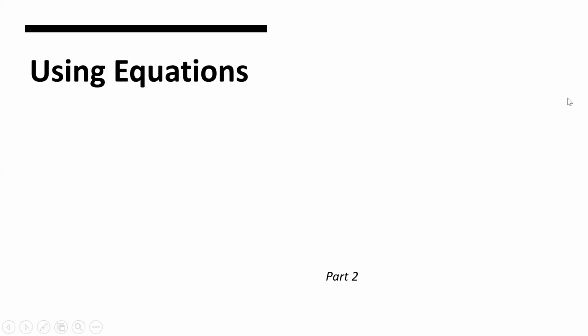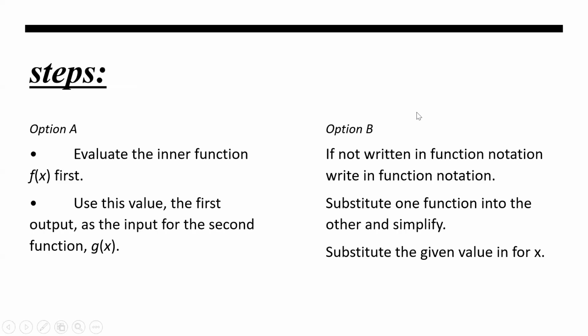Okay, so part 2 for compositions is using equations. There are 2 methods for this. There's option A and option B. We're going to model both, okay? Option A for using equations is evaluate the inner function first. So you're going to find one number and then take that value and plug it into the second equation, okay?